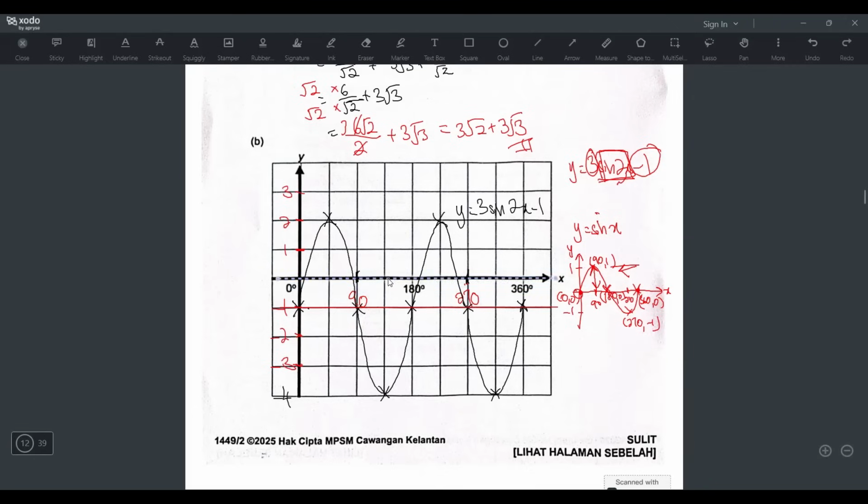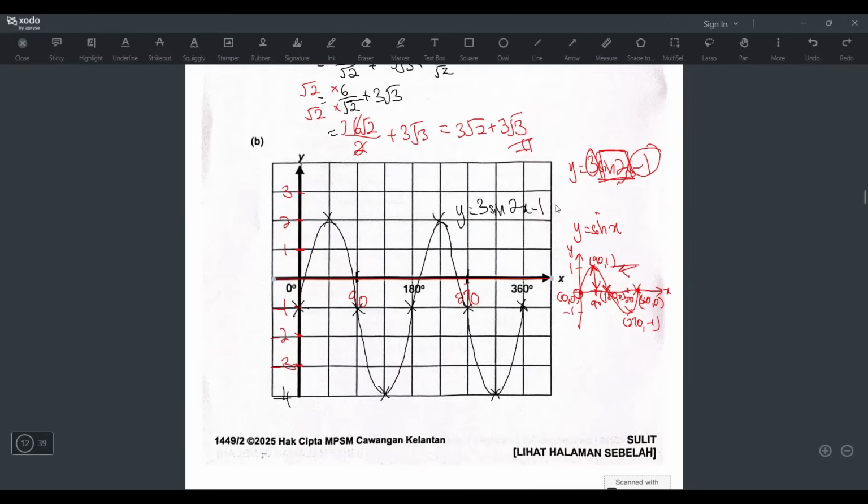But why does the x-axis move from here? Why does it suddenly jump up? Yalah, because your whole graph turun 1 unit. So bila your graph turun 1 unit, your x-axis akan jadi atas sikit. That's why the x-axis from here moves here already. That's the reason why. Okay, so that's all. This is the answer.